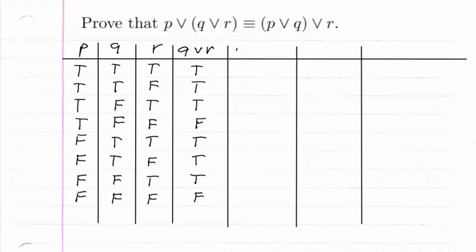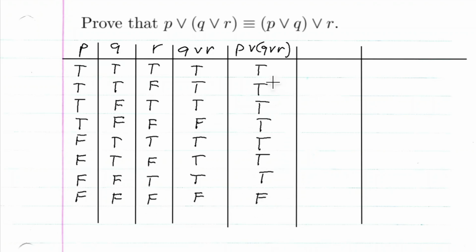So now we're going to do P or (Q or R). We'll look at the P column and the Q or R column, and there is an OR connective between these two, right? So that means we'll have true or true is true. Here will be true. Here will be true. True, true, true, true, and then false. So the only one that's false is the last row.